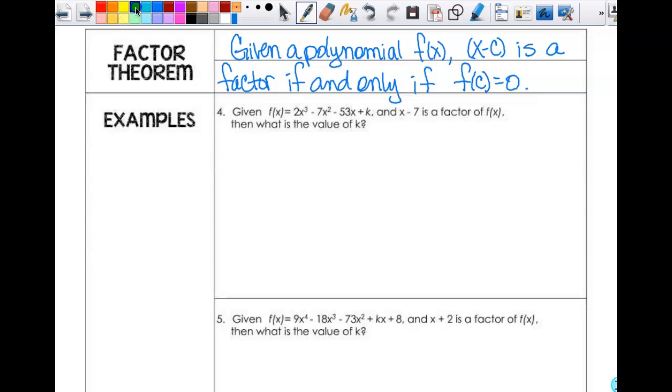So this says, if I'm given this polynomial and x minus 7 is a factor, then what is the value of k? So we're still using synthetic division here. This is a third degree polynomial, which means I should have 4 numbers inside. I have 4 terms, so I'm good. So I have 2, negative 7, negative 53, and k.